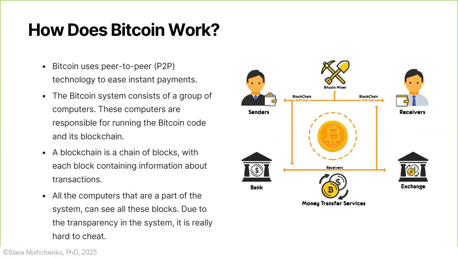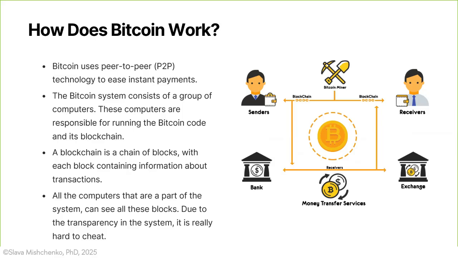And now let me walk you through how Bitcoin actually works in practice, using this diagram to illustrate the system's elegance and simplicity. At the heart of the system, we have Bitcoin miners. These are the computers running the Bitcoin code and maintaining the blockchain. What's fascinating is how these miners act as the system's validators, processing every single transaction that occurs.